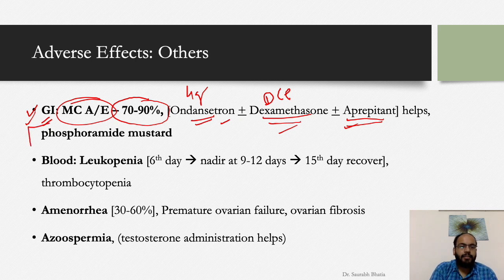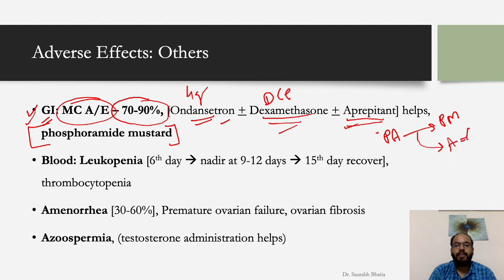Now remember that phosphoramide mustard is the toxic metabolite responsible for this GI side effect. So cyclophosphamide gets converted subsequently into phosphoramide mustard, and acrolein is responsible for genitourinary side effects, and phosphoramide mustard is related to gastrointestinal side effects.